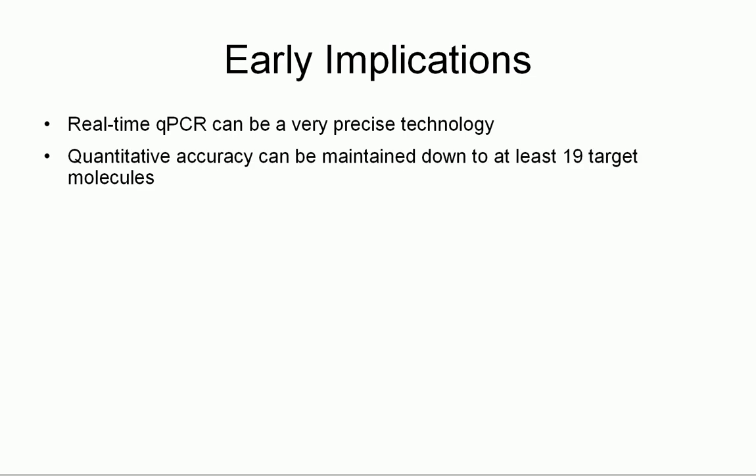It was during this early testing of LRE that a number of important insights were gained. The first was the realization that real-time quantitative PCR can be a very precise technology. For example, work with lambda genomic DNA, as illustrated in the last slide, indicated that quantitative accuracy can be maintained down to at least 19 target molecules.